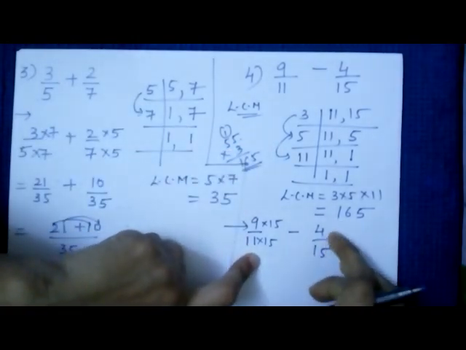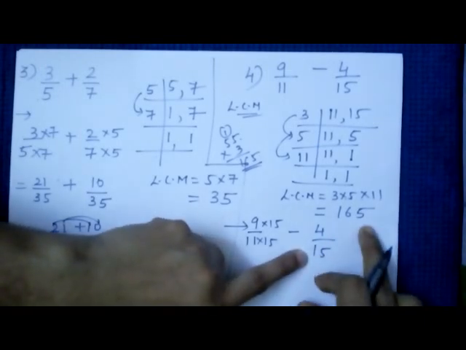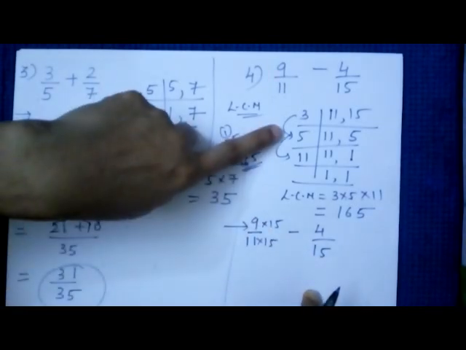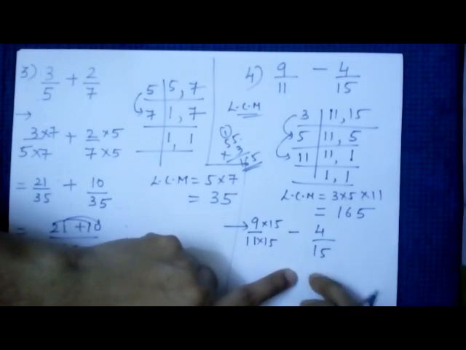Now next is 4 upon 15. Again, 15 how many is 165? So some students may not know the table of 15, that 15 how many is 165. So what you will do, again going back to these factors, see in the denominator we have 15. So 15 is already there, so we do not need to take 15.